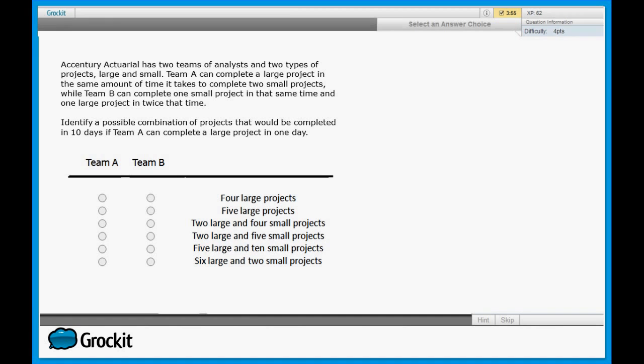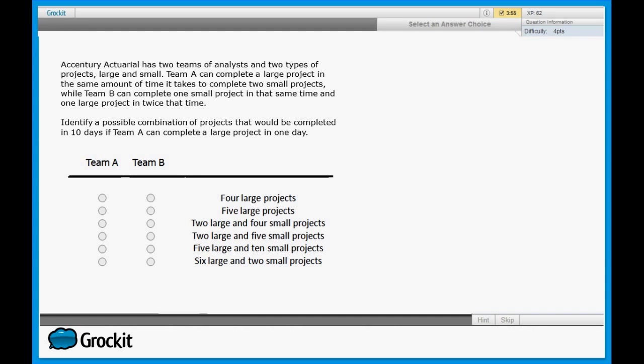The first thing we've got to do is break down the information we're given. Here we're told about these two actuarial teams. Team A can complete a large project in the same time it takes to complete two small projects. So two small projects is the same as one large project for team A. Team B, in the same amount of time, can only complete one small project, and in twice that time can complete one large project. So we have the connection we're looking for. Which team is faster, team A or team B? And by how much?